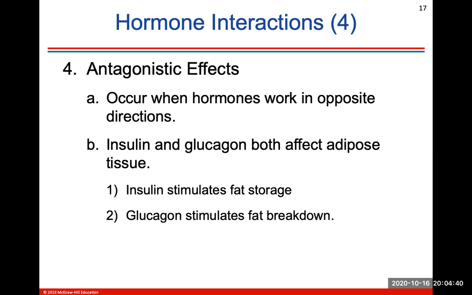And then hormones can have antagonistic effects where they will occur in opposite directions. So insulin and glucagon are antagonists, meaning they both affect adipose tissue, but in different ways.